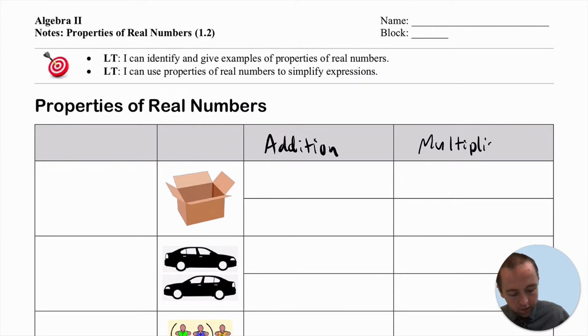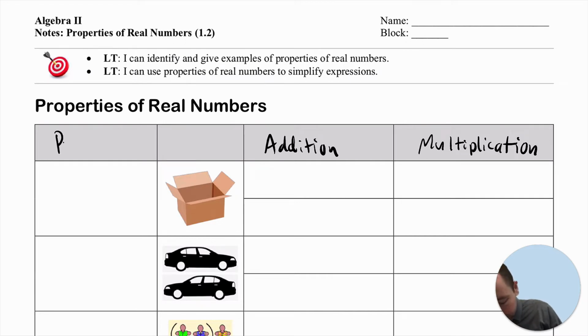And we'll explain this later on. So we're excluding subtraction and division. It's because subtraction really is just a special form of addition, so we can define subtraction based off of addition existing. And similarly, we can also define division based off of multiplication existing, because division is just a special form of multiplication. So we're going to talk about different types of properties of real numbers.